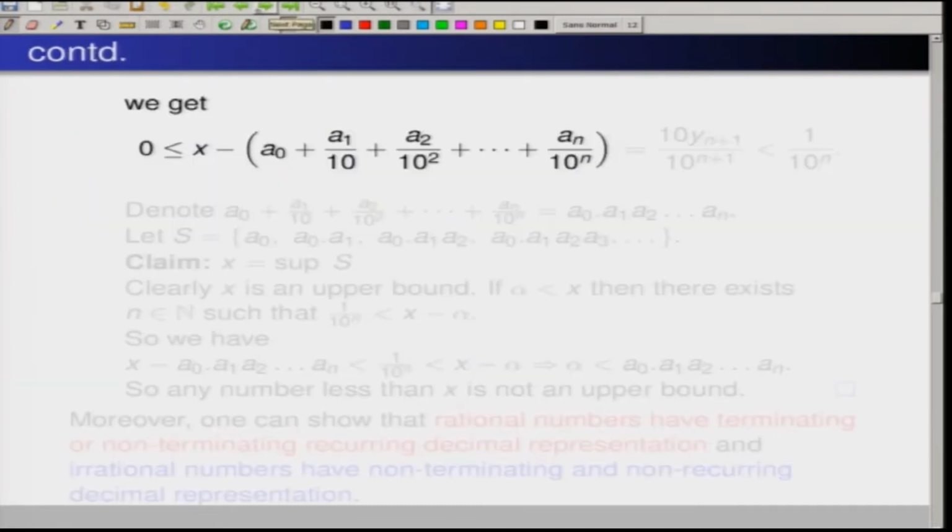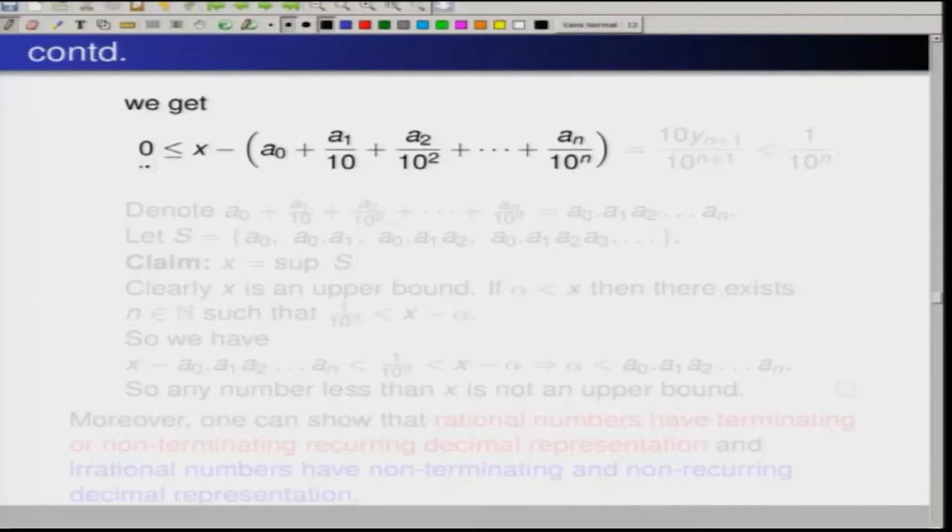So, if you go up to the stage n, what you are going to get is x equal to a0 plus a1 by 10 plus a2 by 10 square plus a3 by 10 cube, like this, up to an by 10 to the power n plus 10 yn divided by 10 to the power n plus 1.